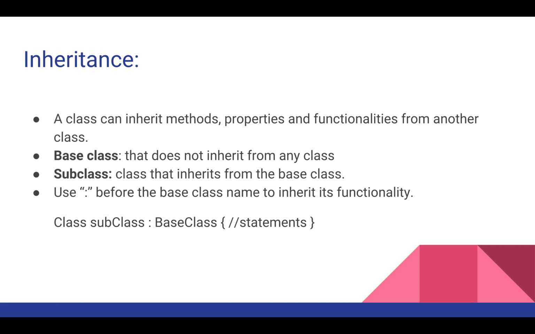Inheritance. A class can inherit methods, properties, and other characteristics from another class. When one class inherits from another class, the inheriting class is known as a subclass, and the class it inherits from is known as a superclass or base class. The act of basing a new class on an existing class is defined as subclassing. To define a subclass, a colon is used before the base class name as shown.